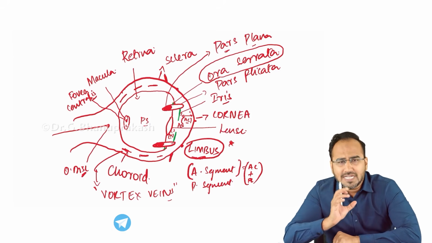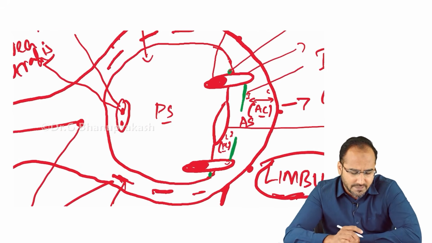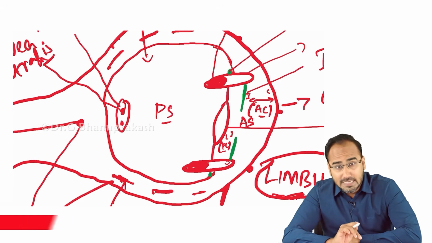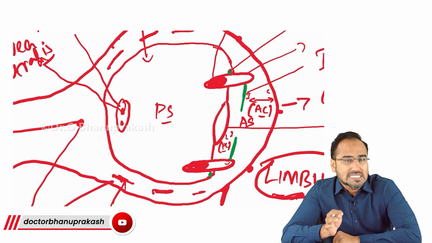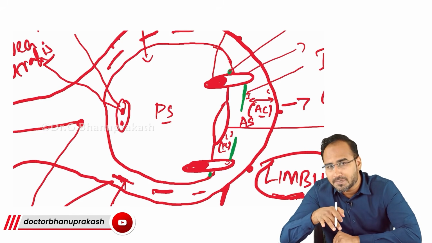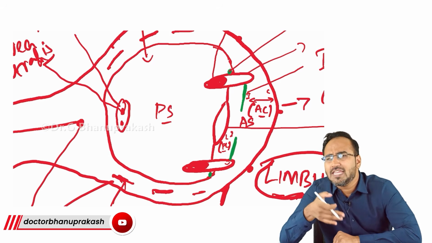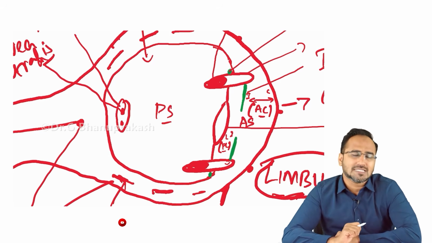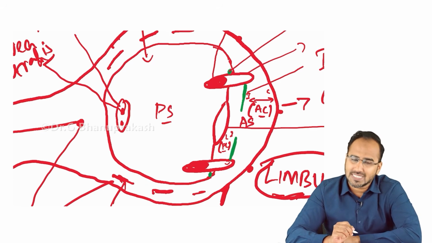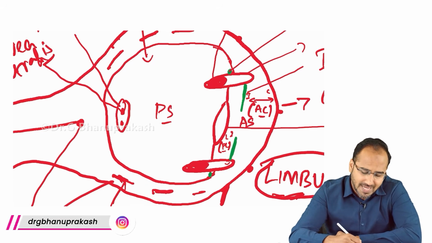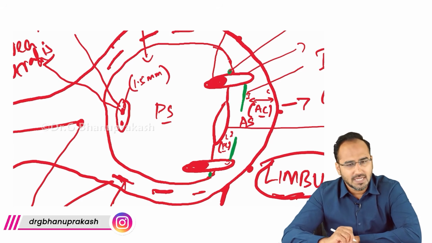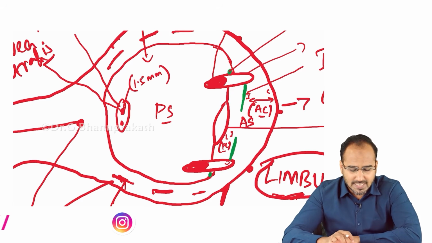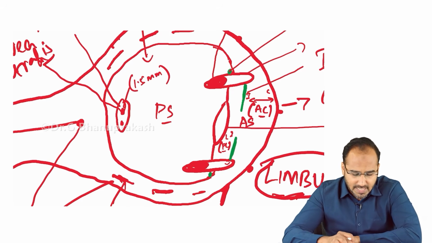In the center of the retina, you see a structure which is called the macula. In the macula, you see small light sensitive structures where the maximum number of rods and cones are present. The most light sensitive area in the eye is the fovea centralis. The diameter of this fovea centralis is 1.5 mm. So anyways, guys, this is regarding the retina.